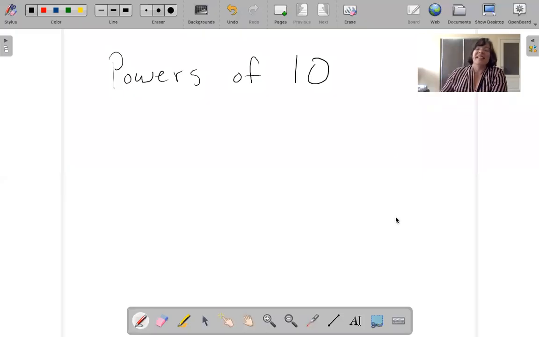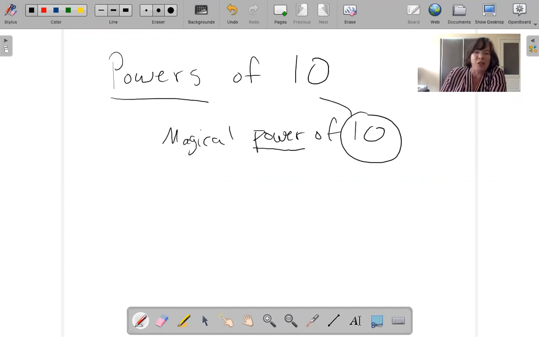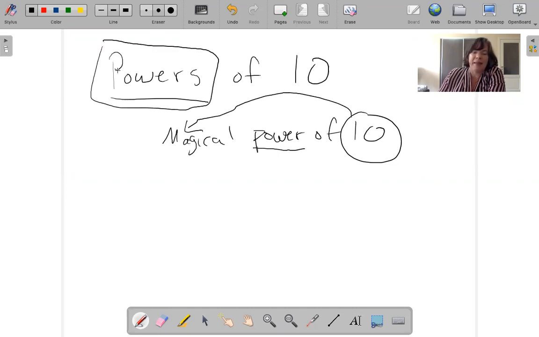Hi guys. Today we are going to talk about powers of 10. Do you remember a few lessons ago when I talked to you about the magical power of 10? This is completely different. That was the power of 10, and I was talking about 10 being like a magical number. But now we're talking about powers of 10.